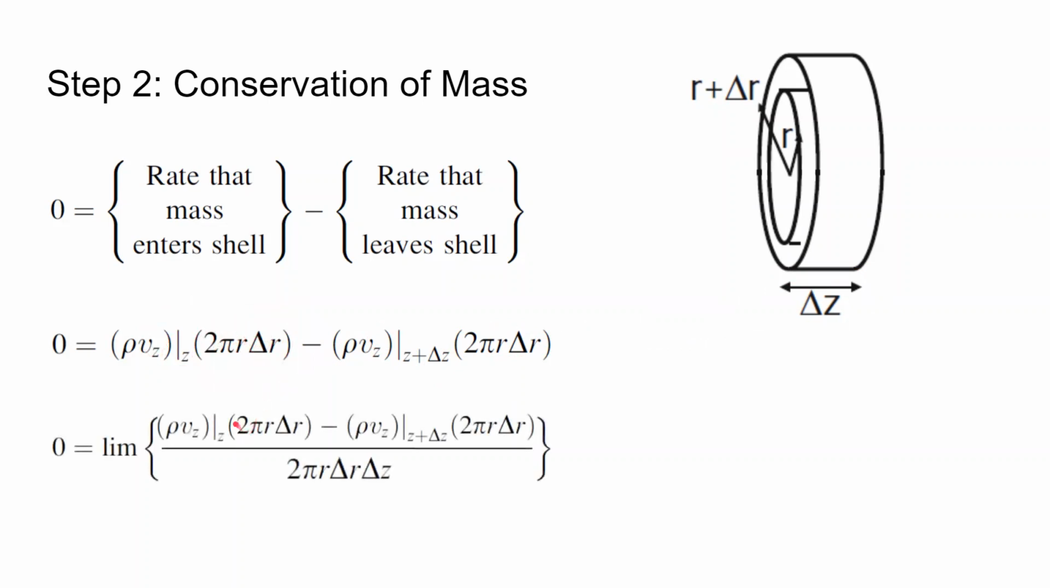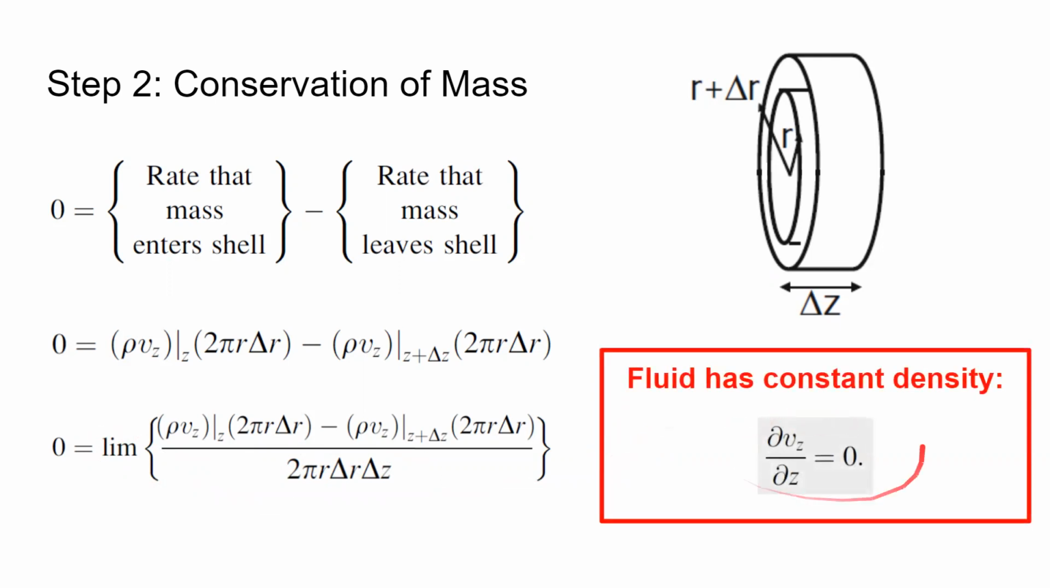So then we take the limit once again. We want this shell to be infinitely small. So we first divide by the volume. We have delta Z right over here. We divide by the volume of the entire shell. And then we take the limit as R goes to 0 and Z goes to 0. We want that to be infinitely small. And that gives us this expression right over here.